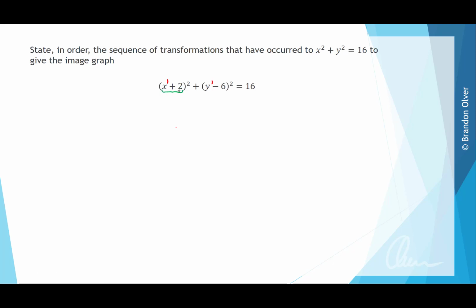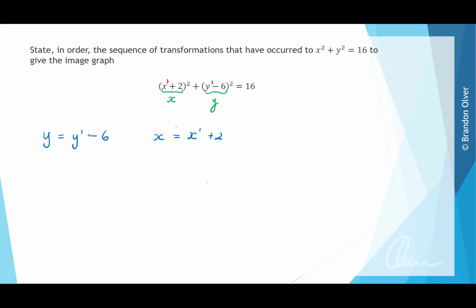So the x dash plus 2 is equivalent to the x position, and the y dash minus 6 here is equivalent to the y position. So from this we can generate two equations. We can say that y is equal to y dash minus 6 and that x is equal to x dash plus 2. Next we need to solve for the dash terms.